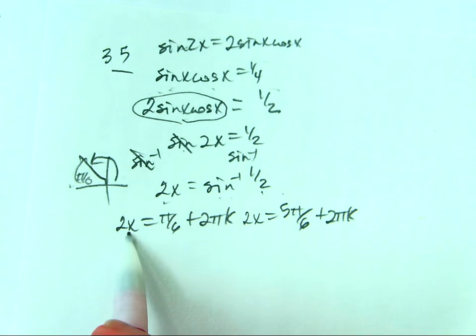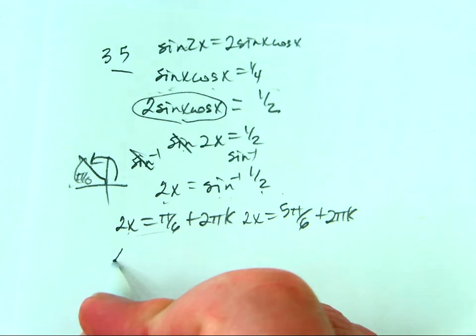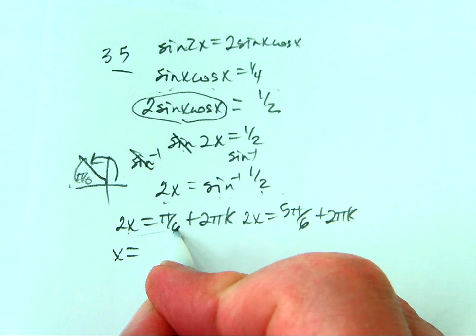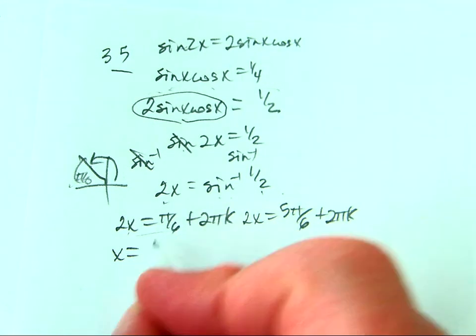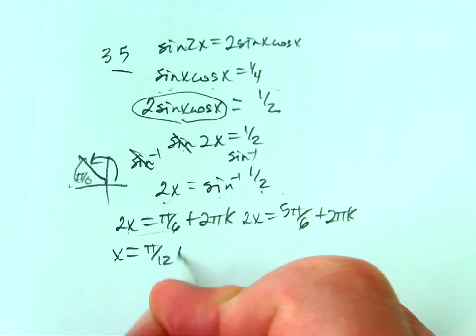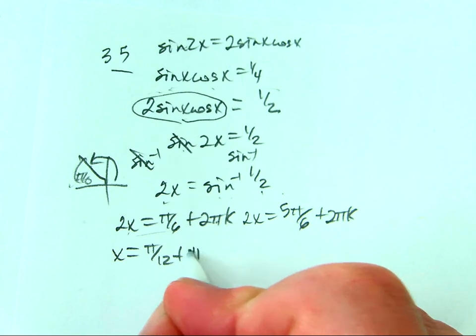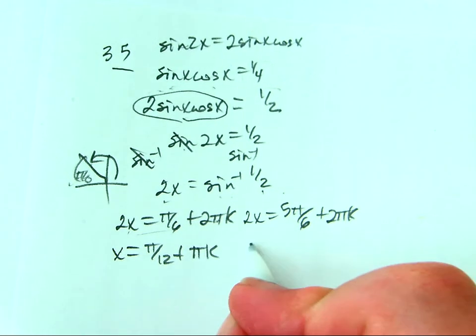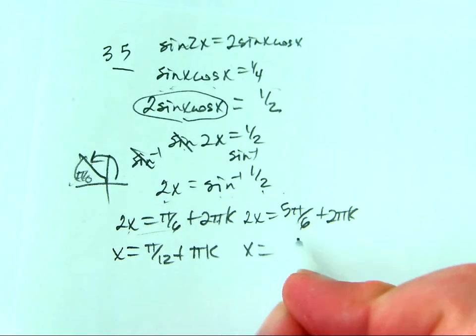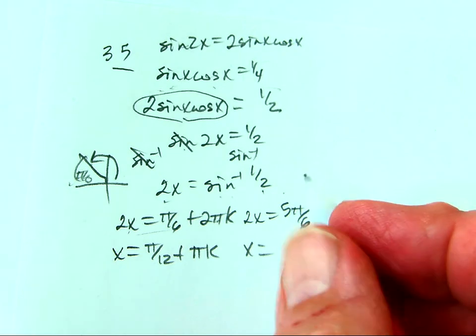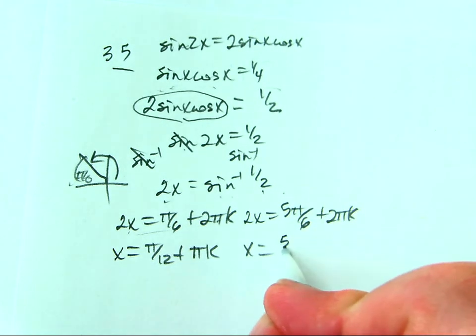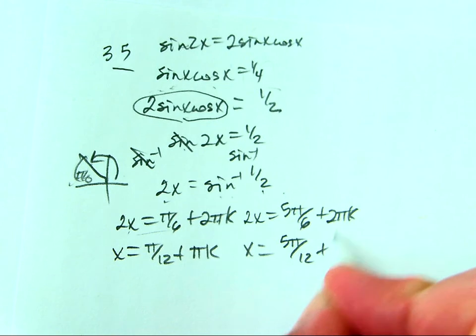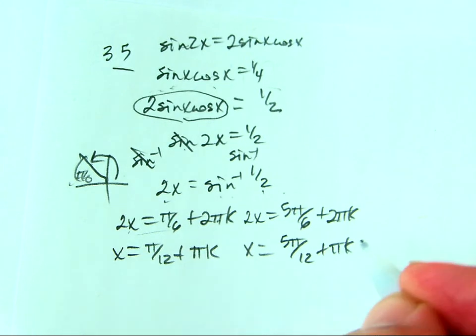Well, now we want to get x by itself, so if we divide everything by 2, pi over 6 divided by 2 is like times 1/2, so that'd be pi over 12. Divide that by 2, that's just 1 pi k. Same way, divide this one by 2. 5/6 times 1/2 is 5/12. And again, that divided by 2 is pi k, so we're right there.